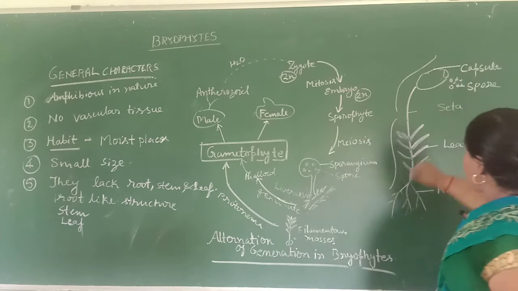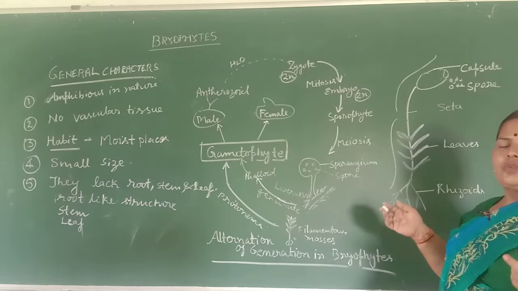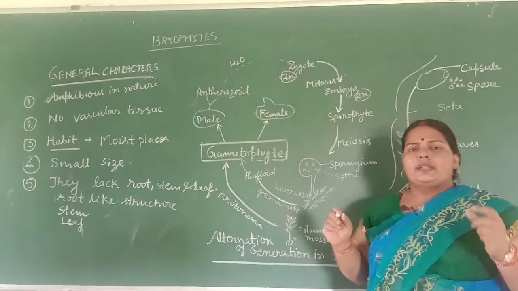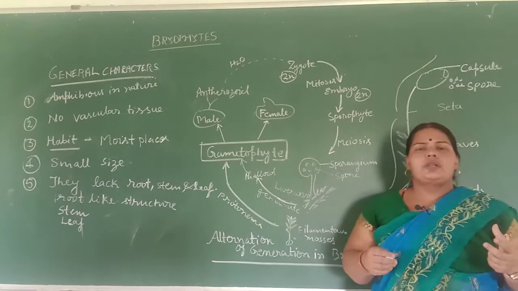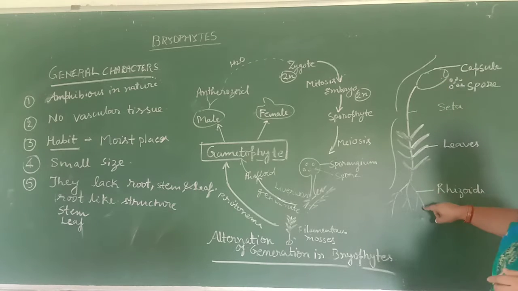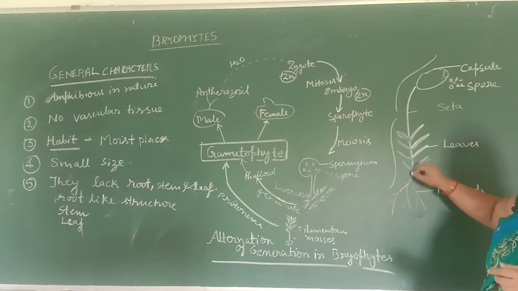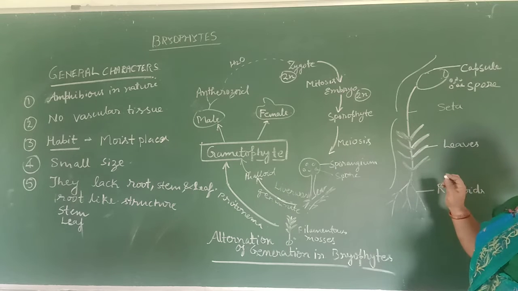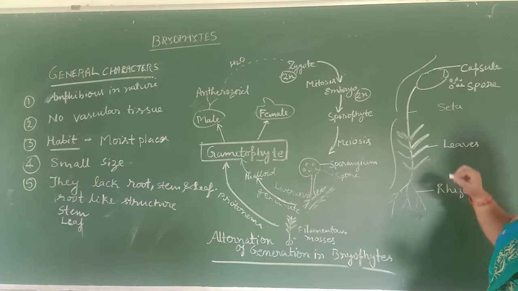That is the bryophyte plant structure. For example, what are the bryophyte examples? Riccia, Marchantia, Pellia, Porella. These are examples of bryophytes. And you see the diagram. This is the root-like structure, the rhizoid. This is the stem-like structure, not a true stem. And this is the leaf-like structure.